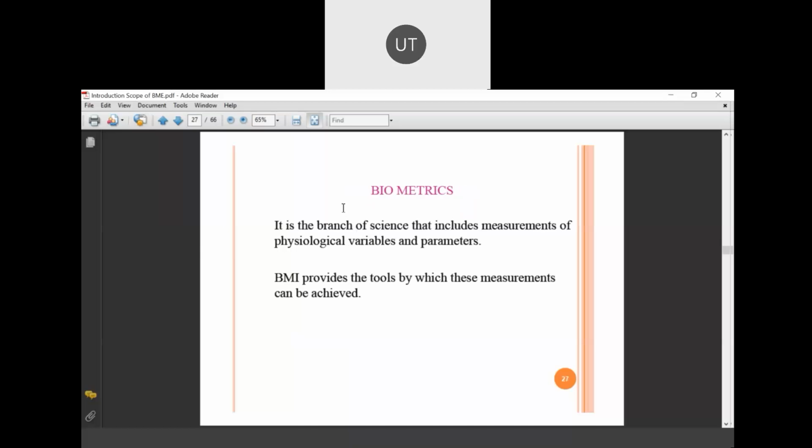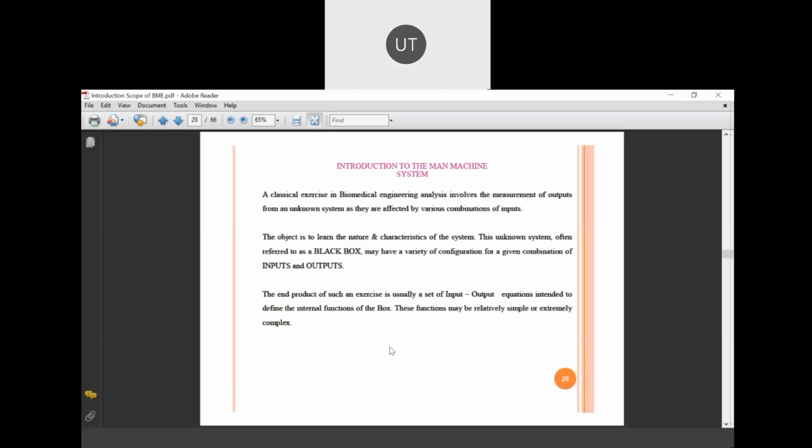Now, what are the different areas or derivatives where we can understand these measurements related to the biomedical? One of them is biometrics. Metrics means measurement, and bio is related to physiology. So the physiological variables and parameters we can measure come under this.